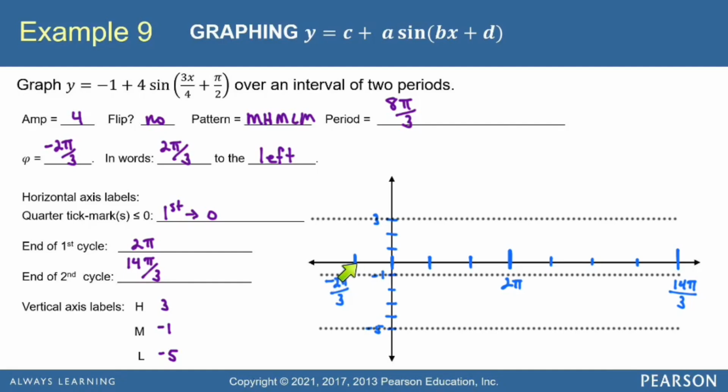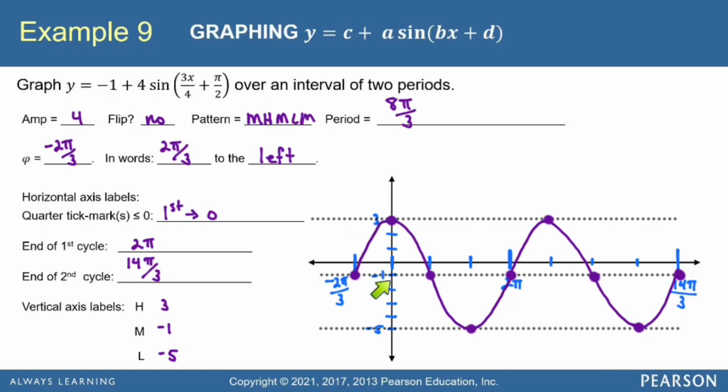So back here at the phase shift, our dot goes on the middle dotted line. So middle, then for the next tick mark, high, middle, low, middle. And then repeat that for the second period. Now you're just going to connect the dots as always with that smooth sine curve. And we're finished. You can see our phase shift to the left.